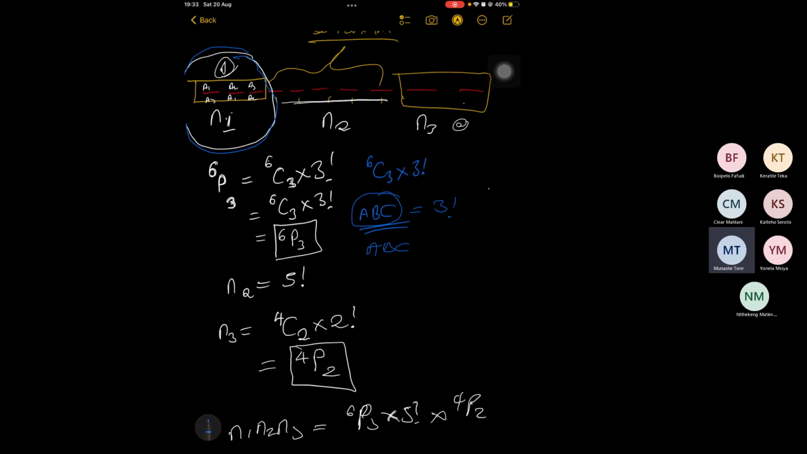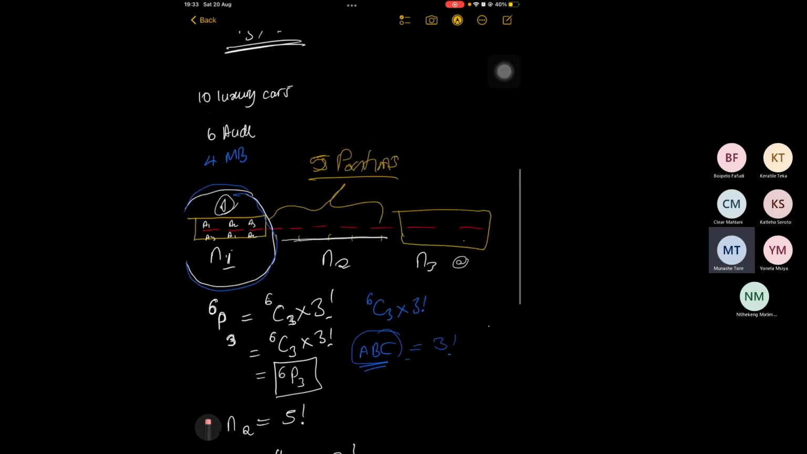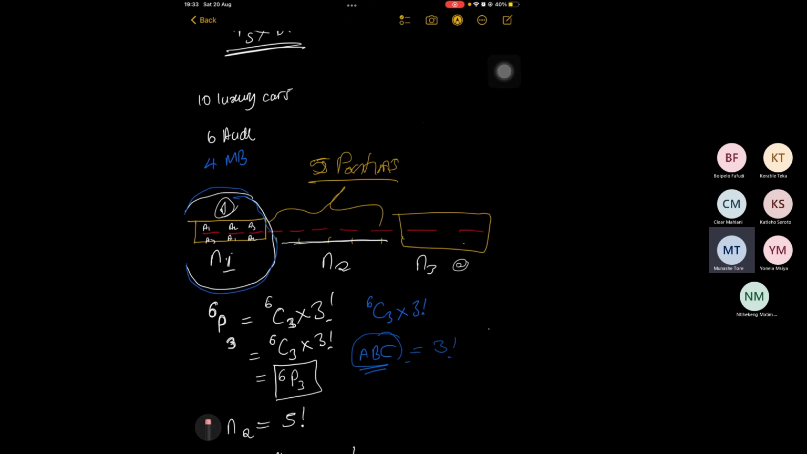So it can be A, B, C, A, C, B, and so on. The moment you do that, you know that you have 3 factorial ways. So going back to this now, they're saying you have 6 of the Audi cars, but you want to choose 3 that can occupy the first condition. Let's assume that's the first operation. It's going to be 6, choose 3. So you have those 3 Audi cars now. But in how many ways can you arrange those 3 Audi cars? It's going to be in 3 factorial ways. So it's going to be 6, choose 3 times 3 factorial.